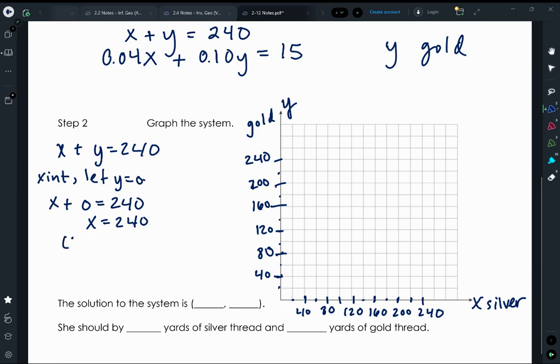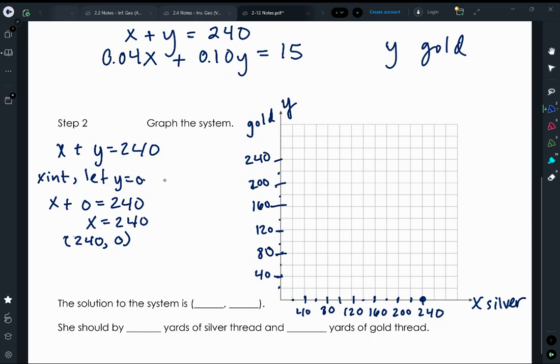So that's the ordered pair 240, comma 0. So let's go ahead and fix that, 240, comma 0. So all silver, no gold. So that's going to be this point right here.